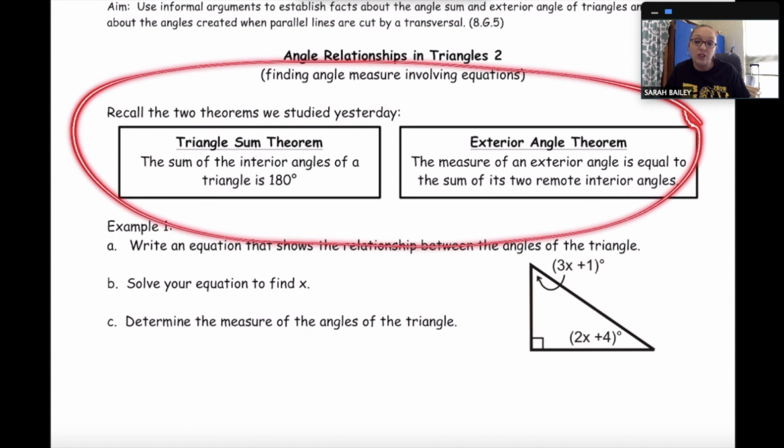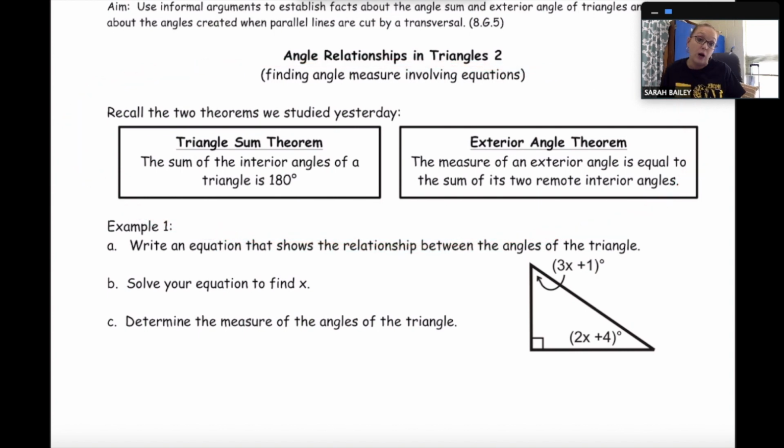The triangle sum theorem, which says that all angles in a triangle add up to 180 degrees, and the exterior angle theorem, which tells us that the exterior angle is equal to the sum of the measurements of the two remote interior angles. All right, we're going to do a few problems together, and then you'll have an opportunity to practice on your own.